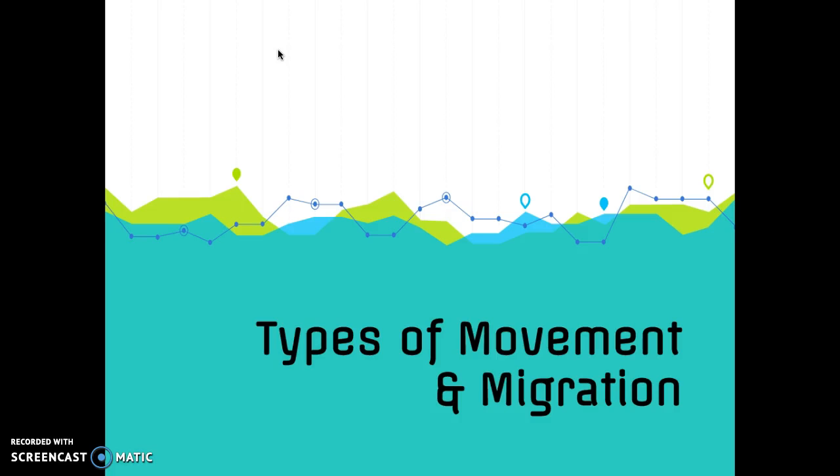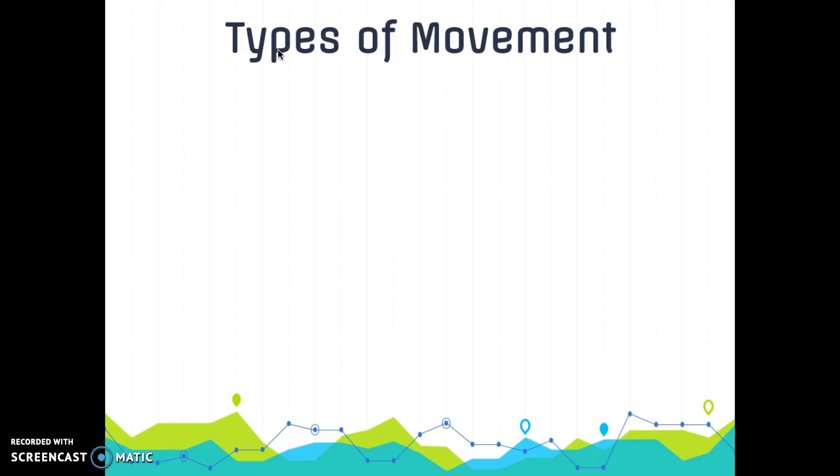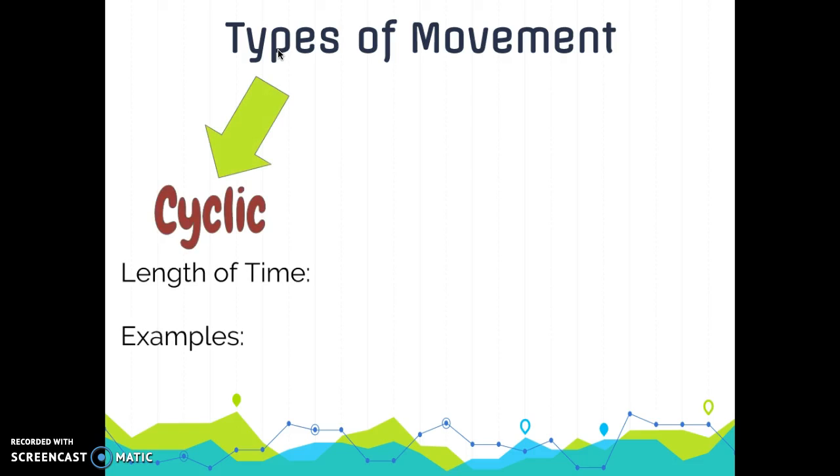The first thing we're going to talk about is types of movement and migration. The first thing you need to know is that migration is movement, right? When we talk about migration, it's talking about movement. However, I've broken it down into types of movement and types of migration to help you keep some of these terms straight. So there are three types of movement.